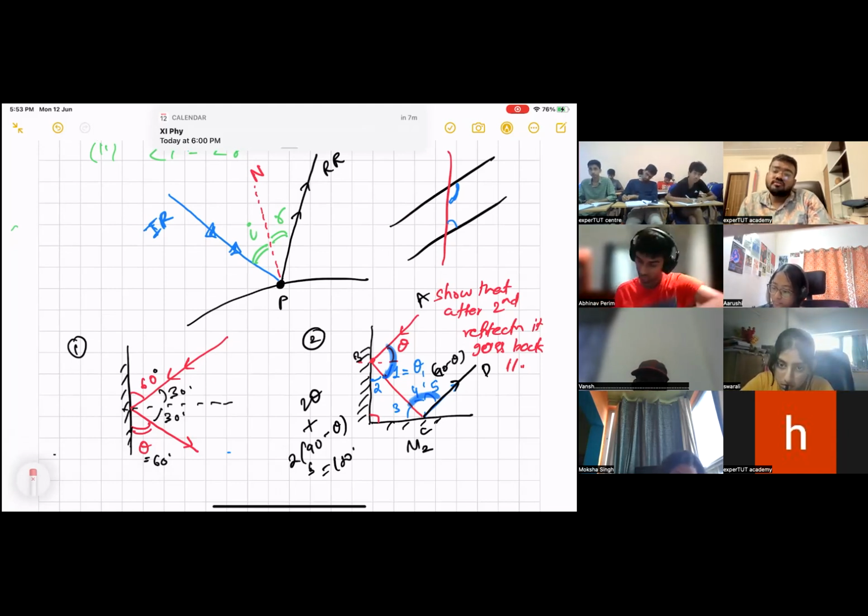Everyone has understood this? Moksha and Vansh, keep your camera properly.